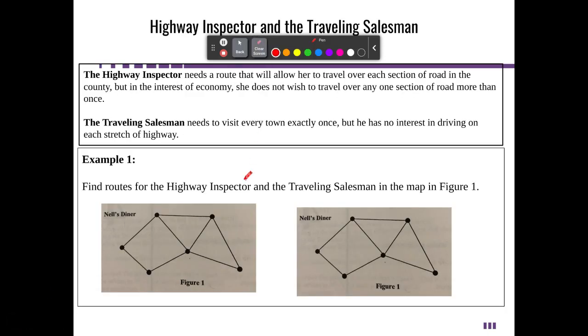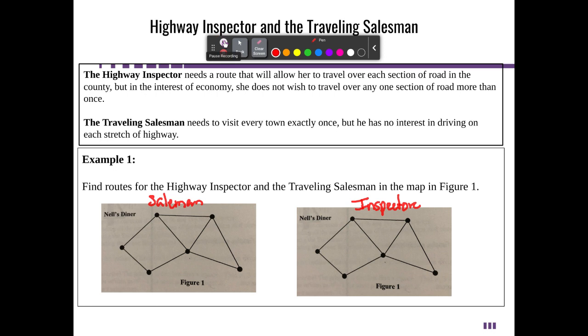Okay. So on this side over here, let's do the salesman. So this one will be the salesman, and on this side will be the inspector. Hit pause for a second and make sure of this. Remember that the inspector wants to go on every section of road, and the traveling salesman wants to just go to every town. So hit pause and draw what you think would meet those requirements.